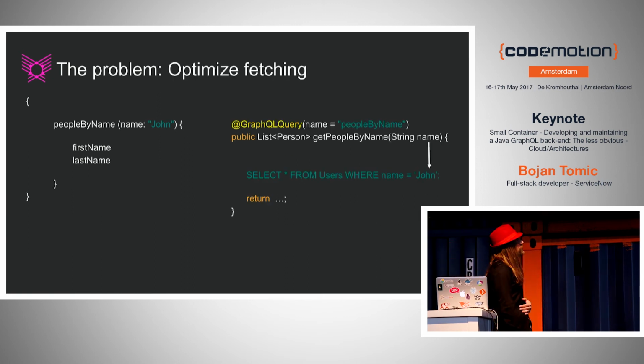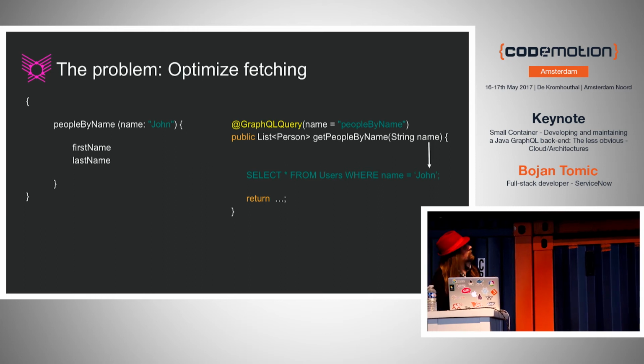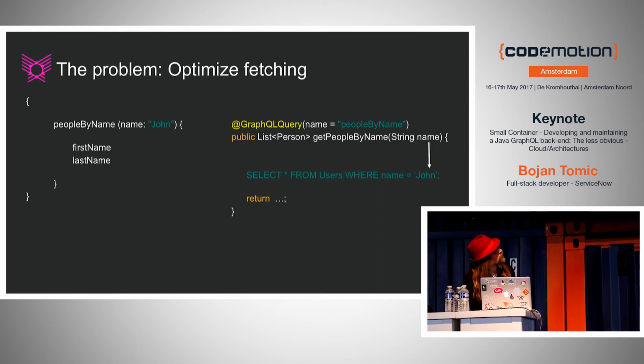The next interesting thing is optimizing fetching. So let's say we have our trusty people by name query that we already saw, and then our resolver for that. So sooner or later, there will be some query somewhere to fetch this. If this is SQL storage, we'll do something like this. We'll select star from users where name is John, name coming from the parameter. But as you notice, this is kind of ugly. We don't need to fetch everything. We just want these two. But we don't have access to these two from within this method. So here, as it is right now, we can't do anything.